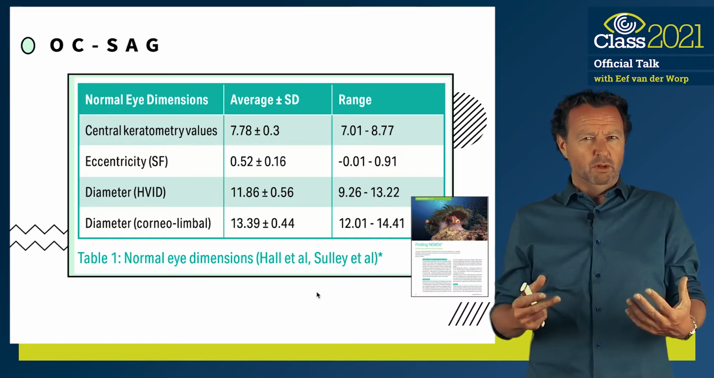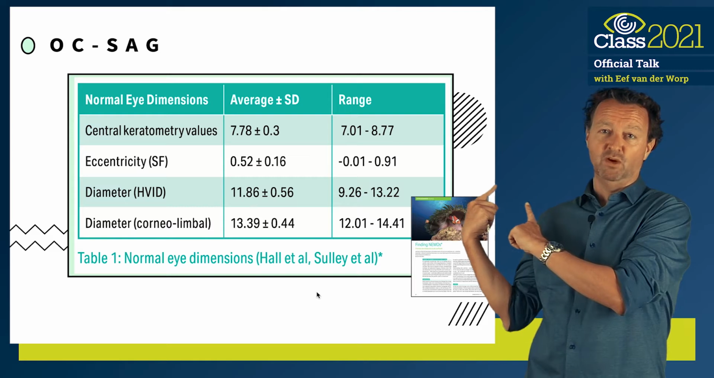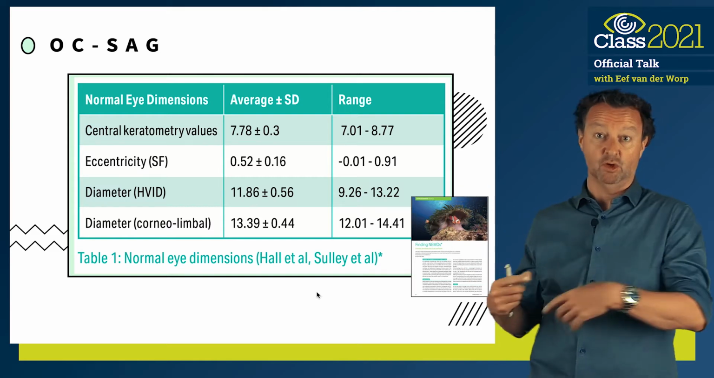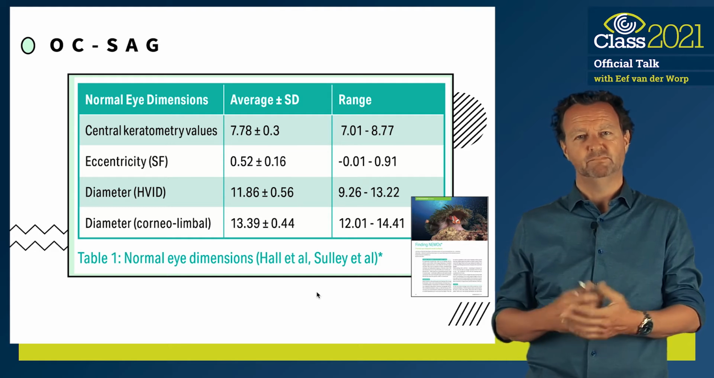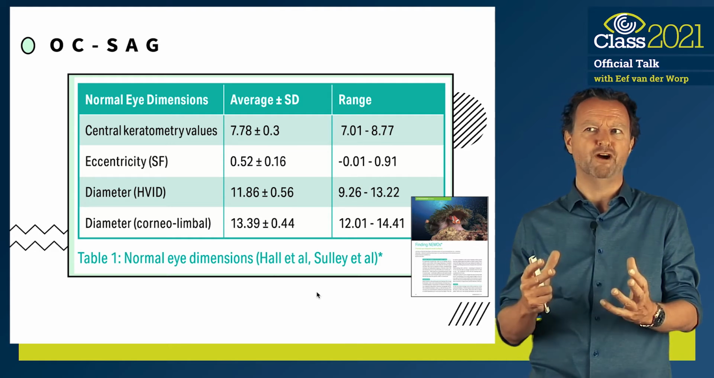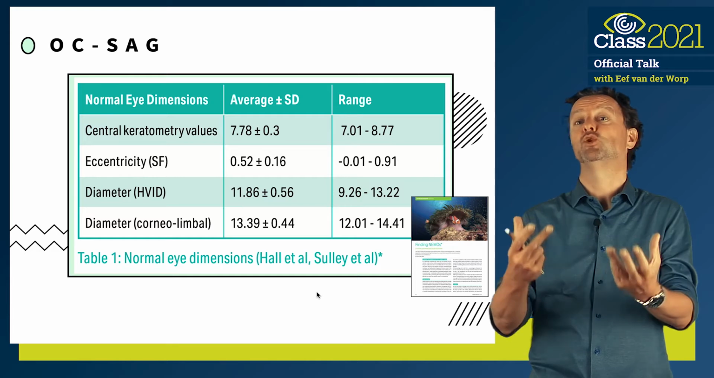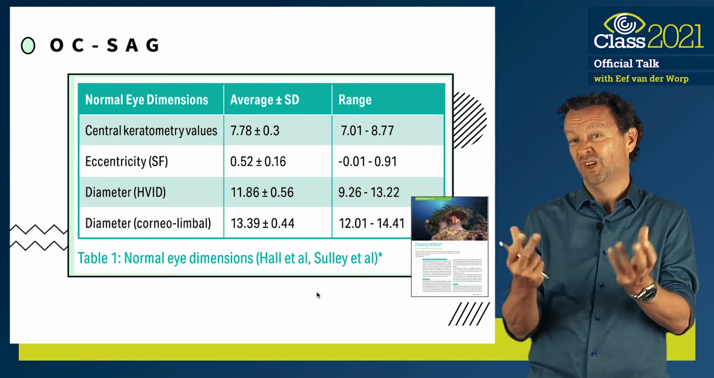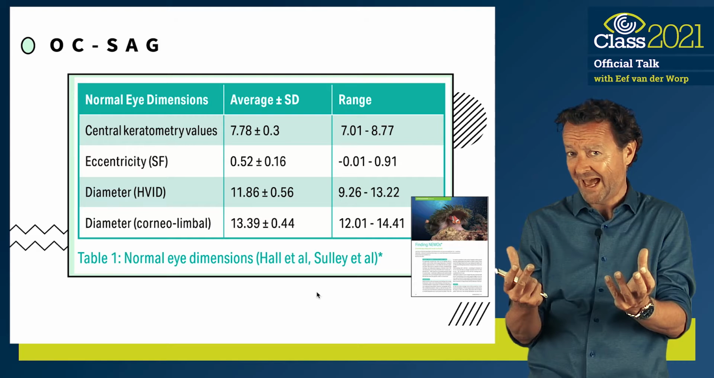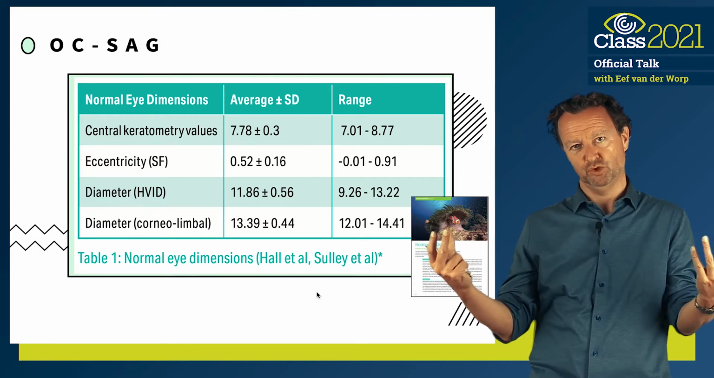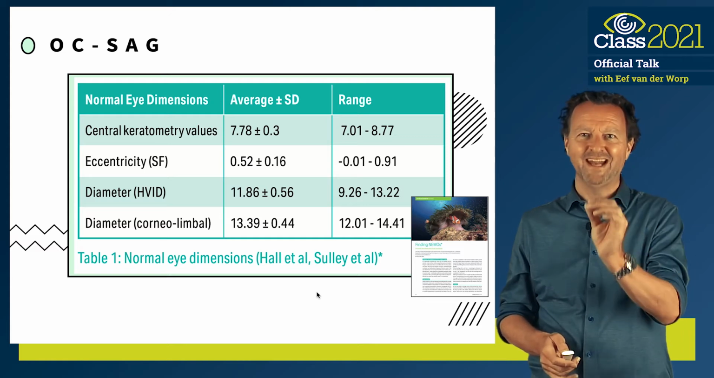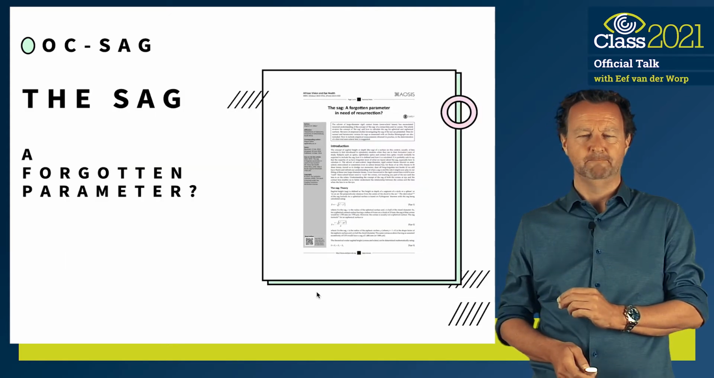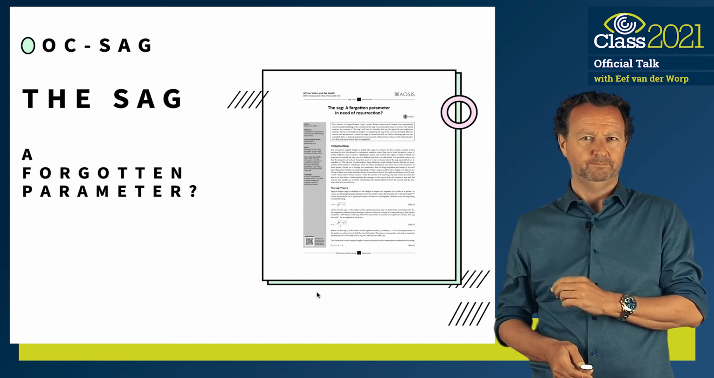Now, if you look at the normal eye, this is roughly what it looks like: corneal curvature, eccentricity, diameter. We can use this to define whether we have a normal eye and should be able to fit a normal lens, because we have better soft lenses than we ever had. But sometimes you may want to go to a custom lens, and you don't know when to do that. That is exactly where this comes in. But that's not the whole story.